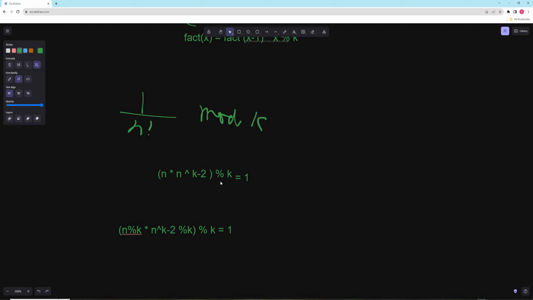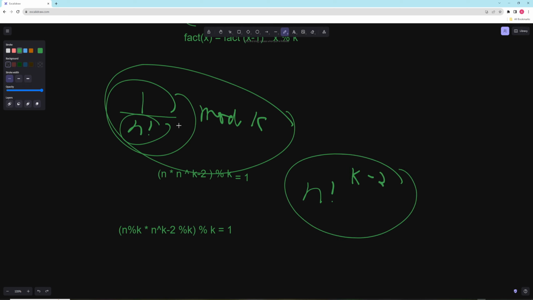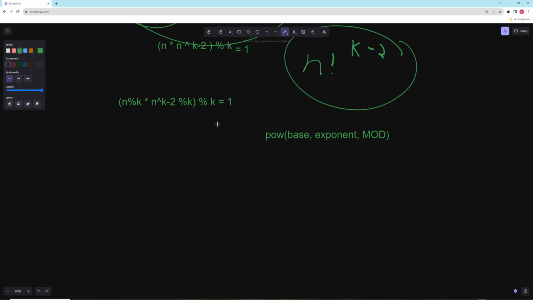And so in order to get 1 over n factorial mod k, we can just use that. We can calculate n factorial, and then take n factorial and power it to the k minus 2. That will give us the inverse factorial. And in Python, there's actually a method to do this. It's called pow, and you take a base and an exponent, and you can also give it a mod field, so it'll keep the number small.